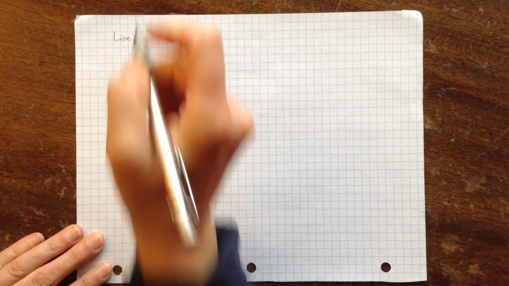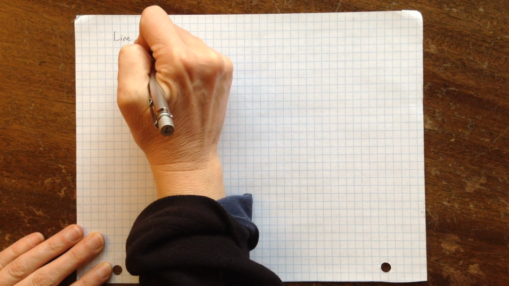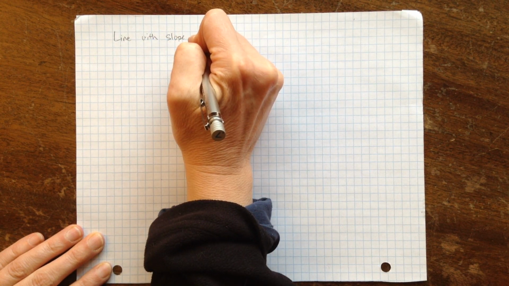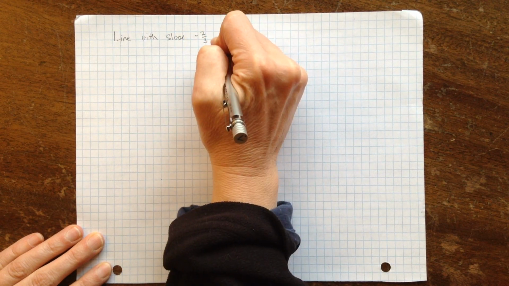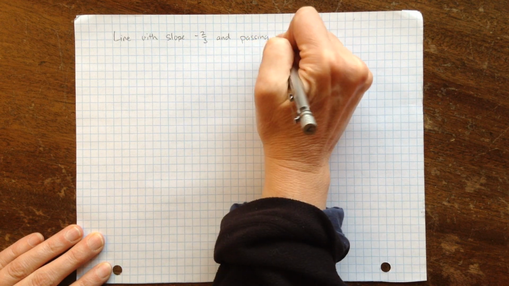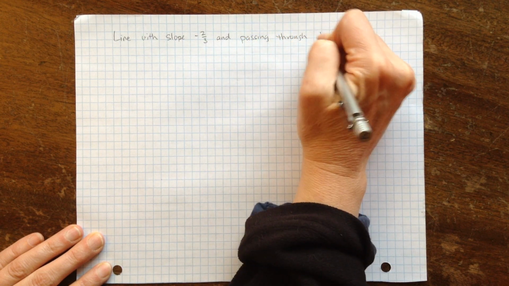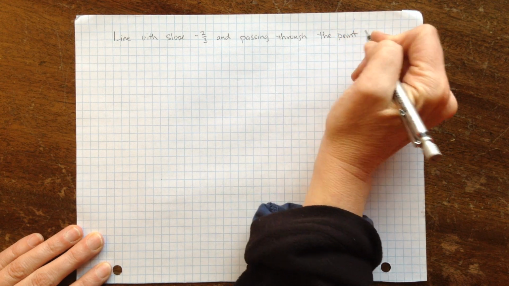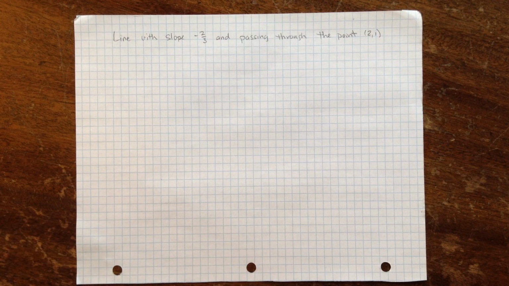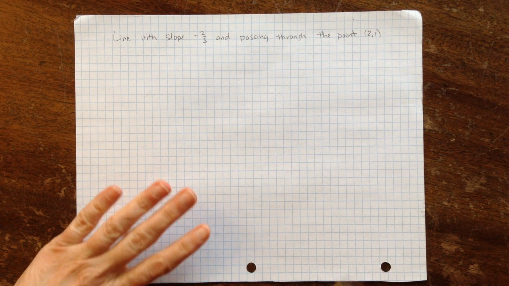Consider the line with slope -2/3 and passing through the point (2, 1). Okay. I'm going to draw a graph of this line, and then we'll talk about it for just a minute.